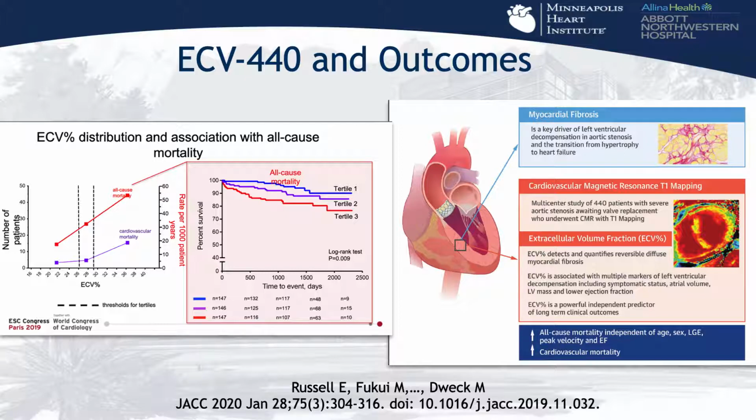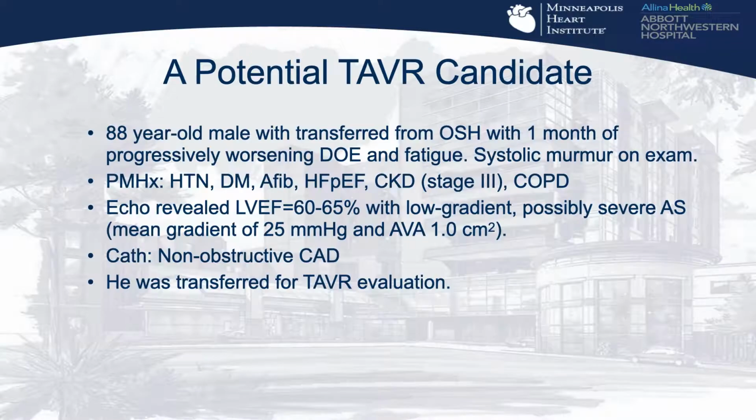But what also could be driving the increase in ECV? This is a case that we had referred for TAVR, an 88-year-old transferred with progressive fatigue and dyspnea on exertion, who had a systolic murmur, HFpEF, atrial fibrillation, diabetes, preserved ejection fraction, and then low gradient aortic stenosis.